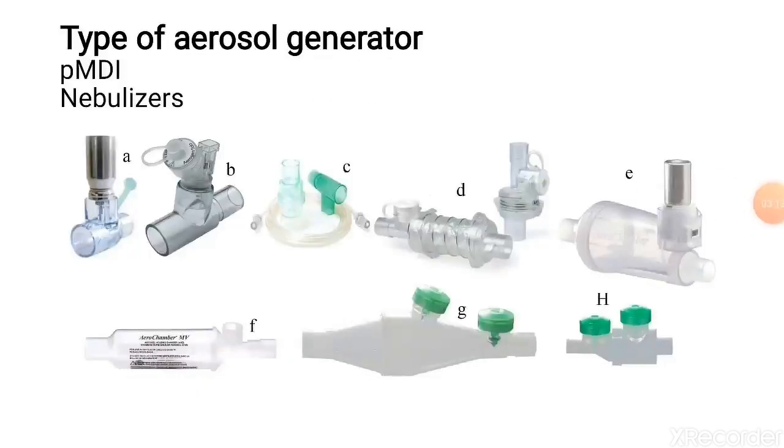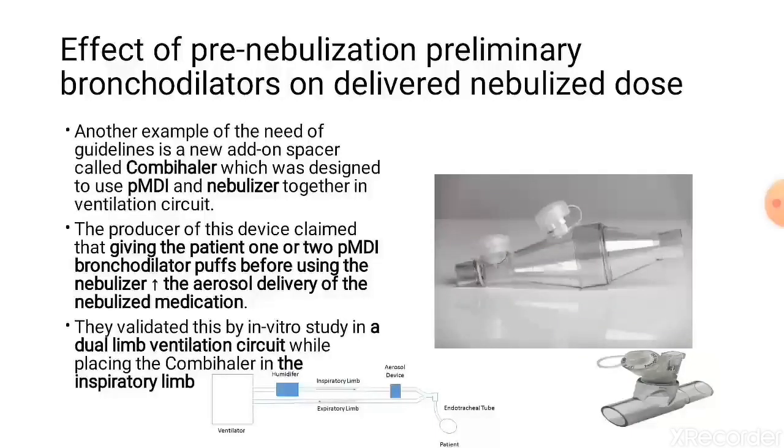Types of aerosol generator are many. For example, we have a metered dose inhaler with adapter like A, we have metered dose inhaler with spacer like D, E, F, we have vibrating mesh nebulizers like B, we have a jet nebulizer like C, which actually affects the settings of the ventilator as well. We have devices like G and H, used to deliver metered dose inhaler and nebulizer at the same time, assuming that giving the patient two puffs from the metered dose inhaler before nebulization increases the delivery of the nebulized dose.